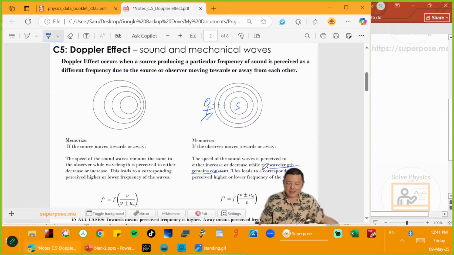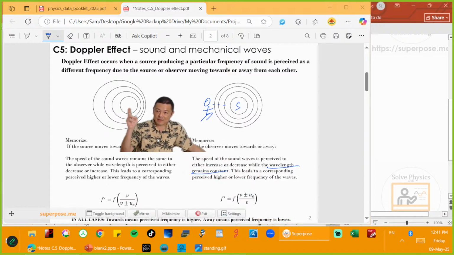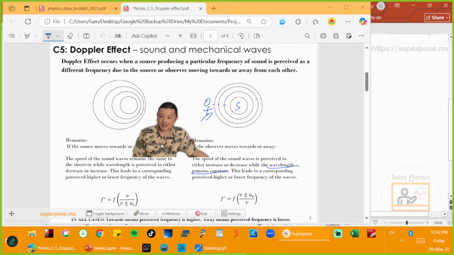But you see, how we understand this in the first place is actually from the source, not about the observer. If the source is moving to the right side, then you can see that he's chasing his wave fronts, right? So as the wave fronts are being chased, the space between the wave fronts gets smaller and smaller, right?